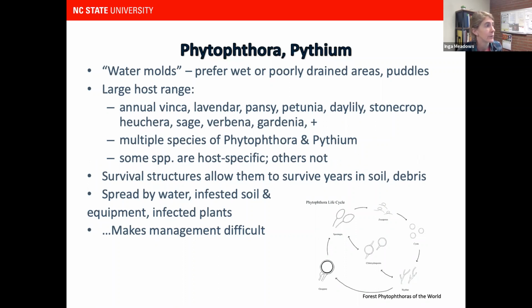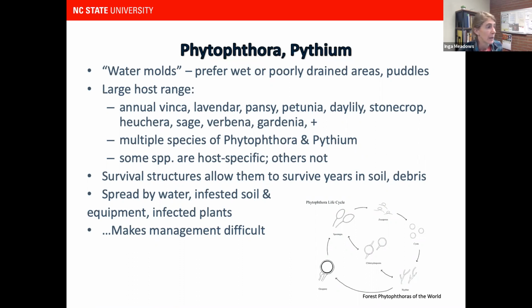There's a number of different ornamentals that are affected. I've listed some examples there, but there are more. There are multiple species of Phytophthora and Pythium. Some species are host specific and others are not. So it just depends, again, on your pathogen and your host.